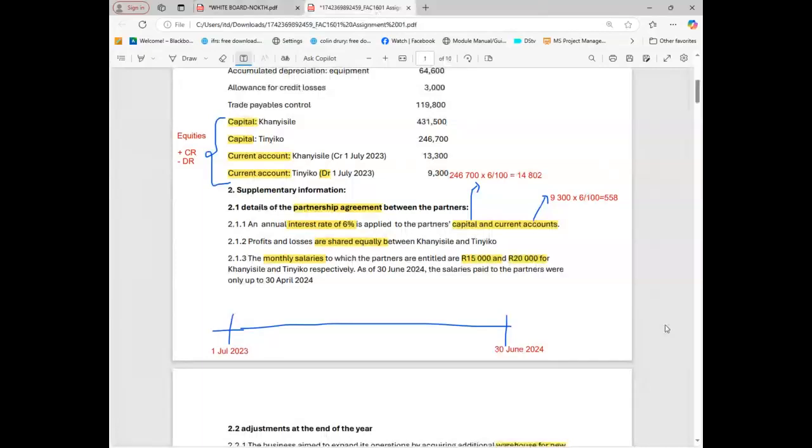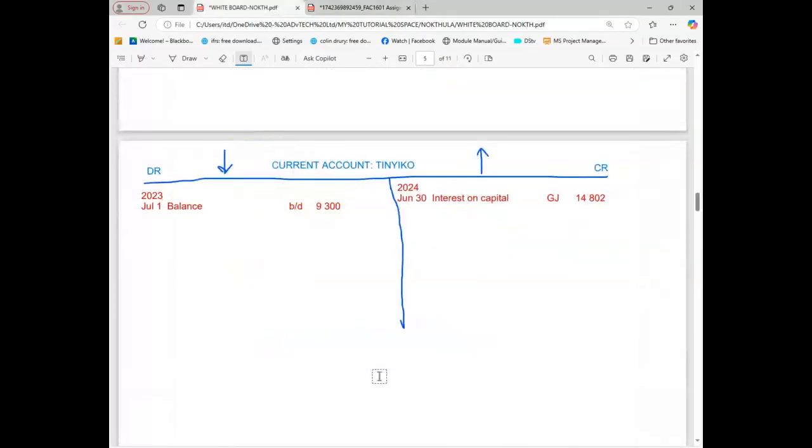Now, because you're okay, let's also go and give him this 558. How are we going to give him? Okay. We also put it on the credit side, interest on current account.